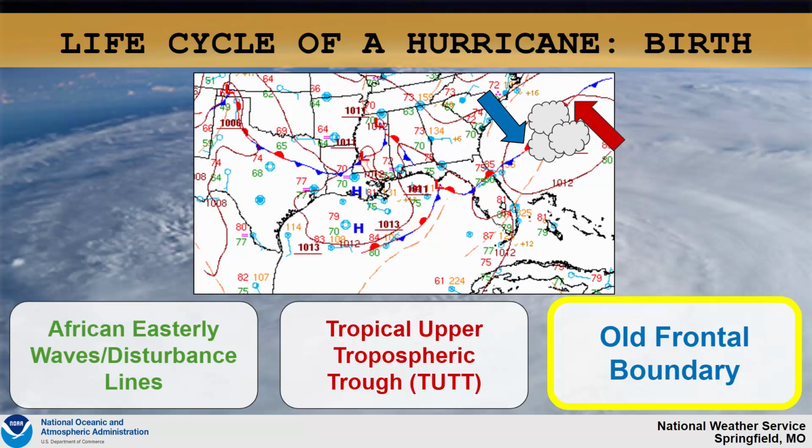Now, the frontal boundary has to be old because fronts in full force are generally a source of wind shear. So generally, tropical systems don't form along strong frontal boundaries over the ocean. The case shown here actually became a tropical system that impacted the East Coast this year, 2024.